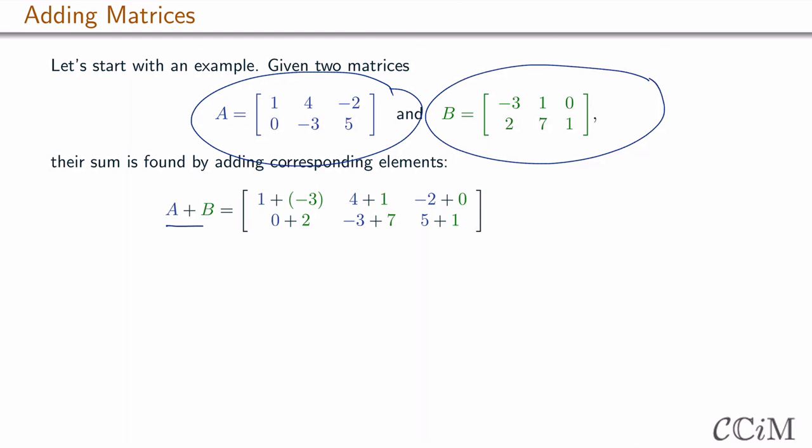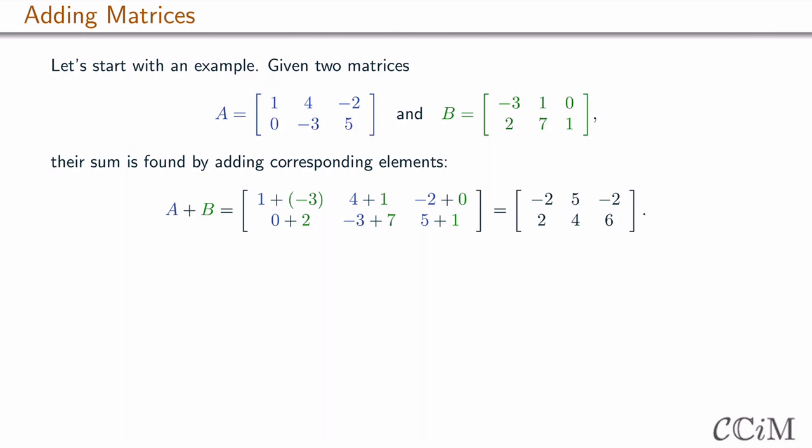In order to add the matrix A and the matrix B, we simply add the corresponding entries. So for example, the entry in location 1, 1 for A is a 1, and the location 1, 1 for B is a -3. To get the entry in location 1, 1 for the sum, we simply add 1 plus -3. Similarly, we add 4 and 1, and we add -2 and 0 to get this entry right here, and so forth.